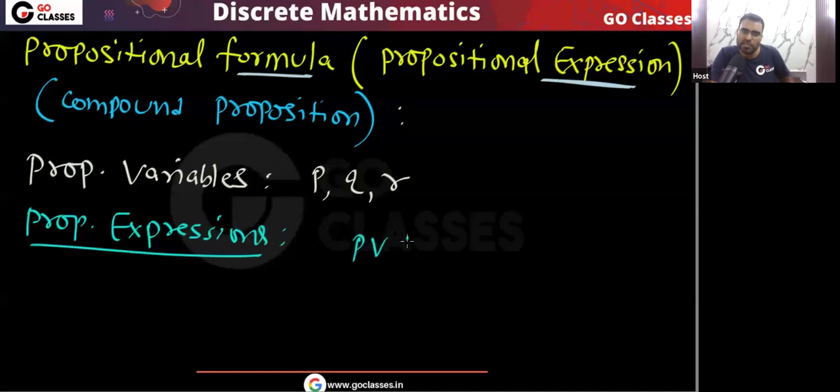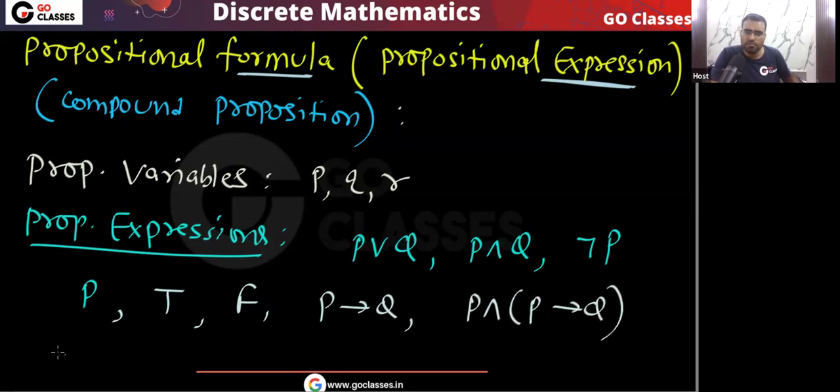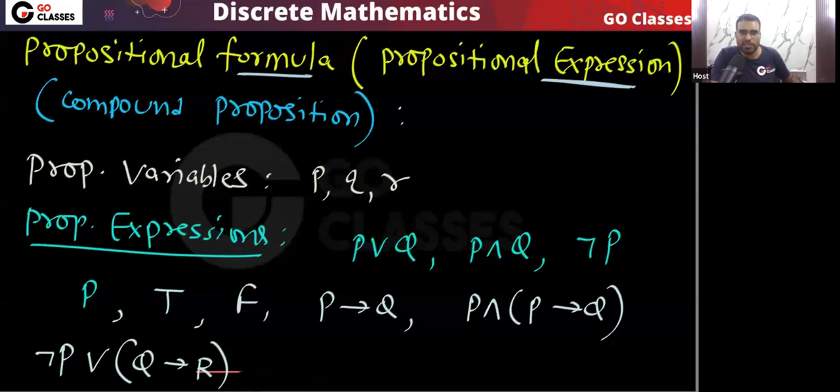You can write this expression, and this expression, and this one. This is also an expression. This is true, this is false. You can write P implies Q. You can write P and P implies Q. You can write negation P or Q implies R. So you are getting the idea, right? Basically, using the logical connectives, whatever you want to write, you can write.